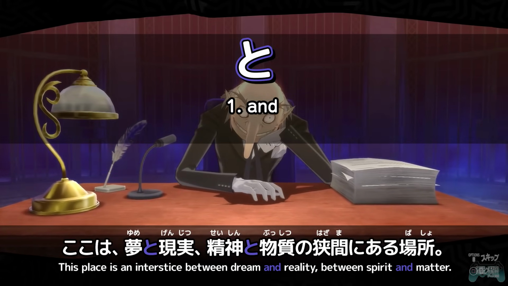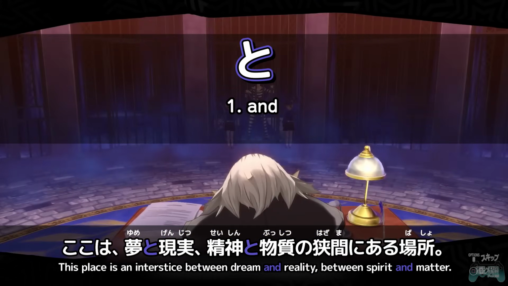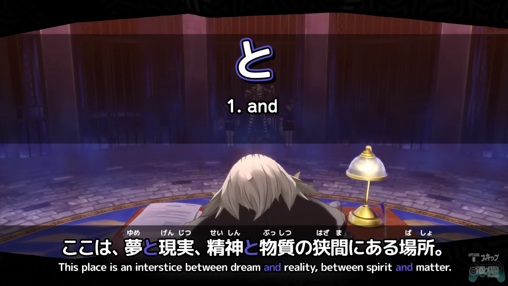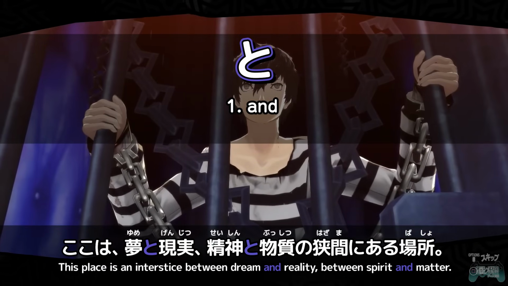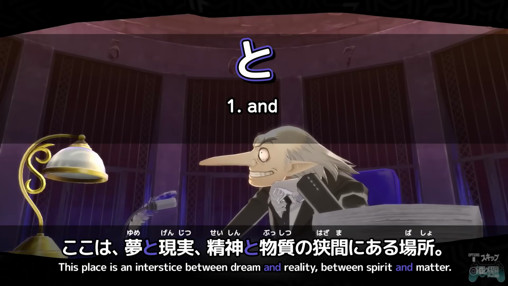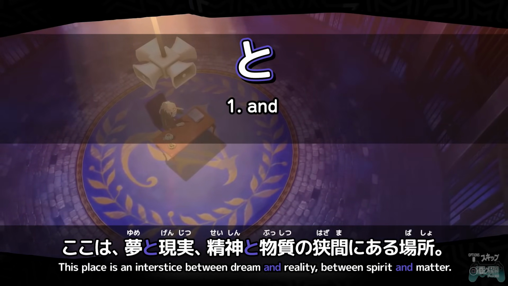To, and. This particle has three quite distinctive uses at the N5 level that are all very useful and widely used. The first is simply used quite like and in English. However, to is quite definitive. So if you say I like pizza and pasta, pizza to pasta ga suki, you really are saying that those two things are what you like.